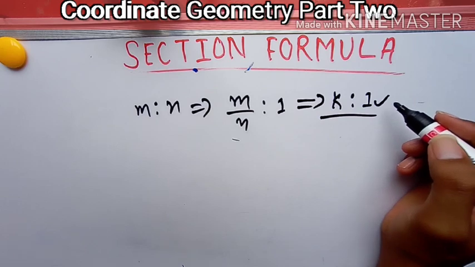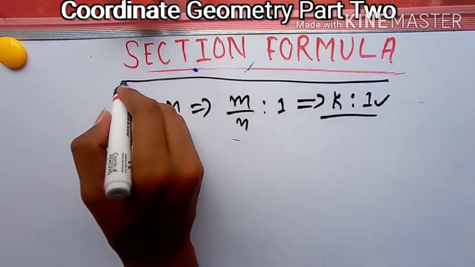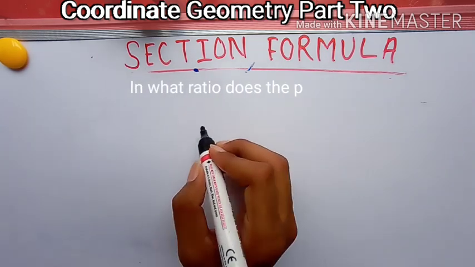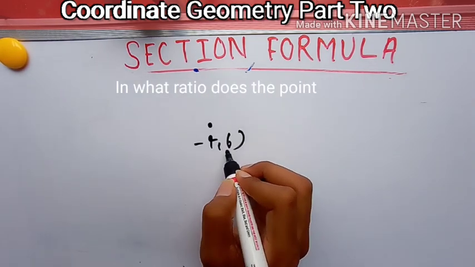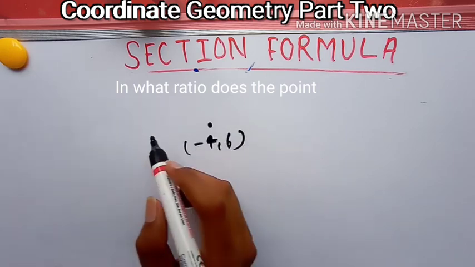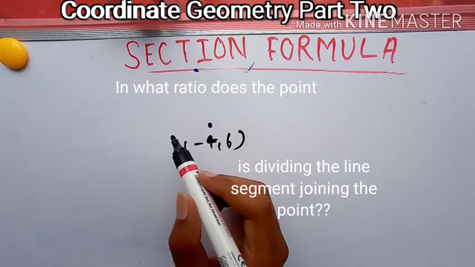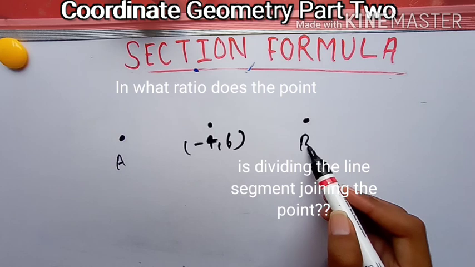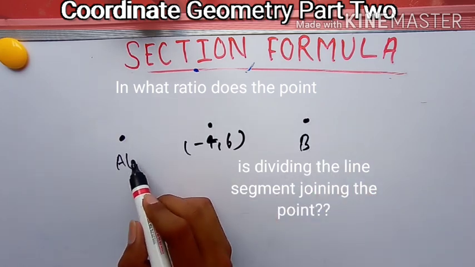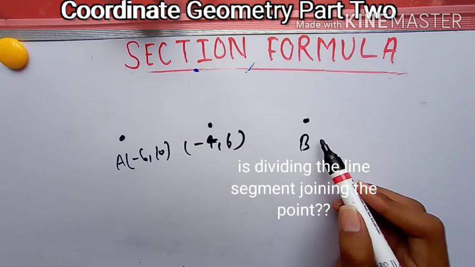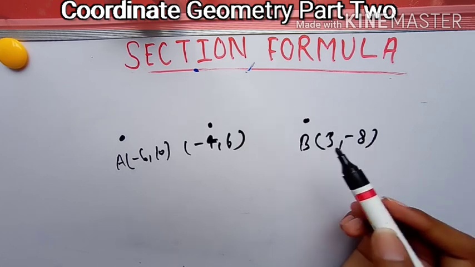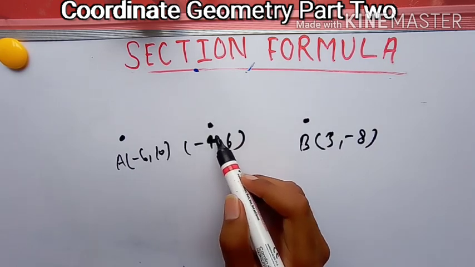Let me take an example to make you understand this trick. Okay, now the question is: in what ratio does the point minus 4, 6 divide the line segment joining the points A and B? A point is minus 6, 10 and B point is 3, minus 8. These are the points and this is the dividing point.